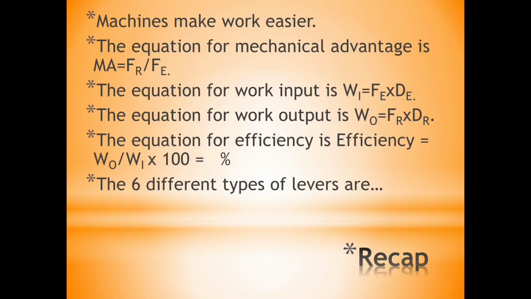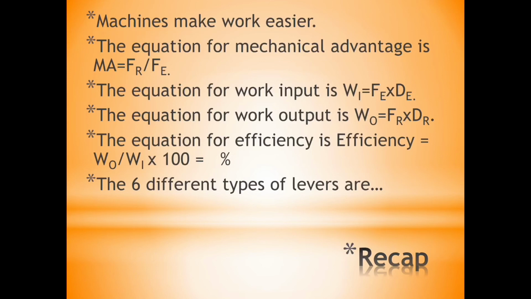So now let's do a little bit of recap. We know that machines make work easier for us, and we know that the equation to calculate mechanical advantage for a machine is the resistance force divided by the effort force. We know that the equation for work input is WI equals FE times DE, and we know that the equation for work output is WO equals FR times DR. We know that the equation for efficiency is WO divided by WI multiplied by 100 to get a percentage.